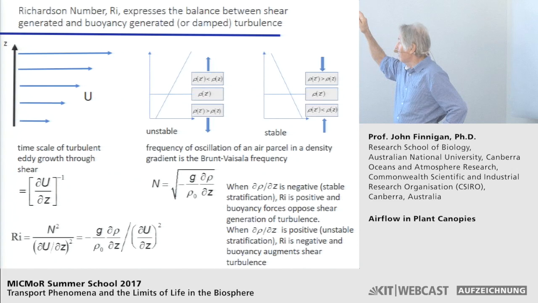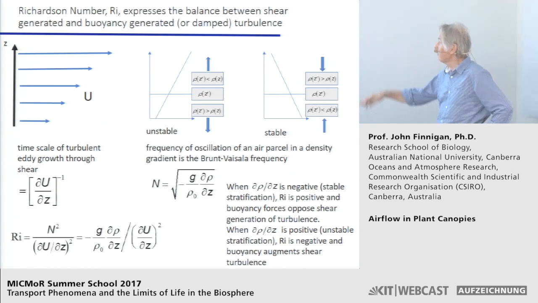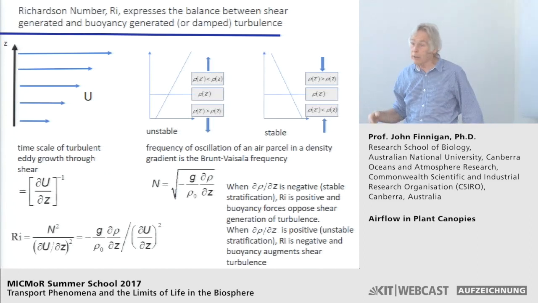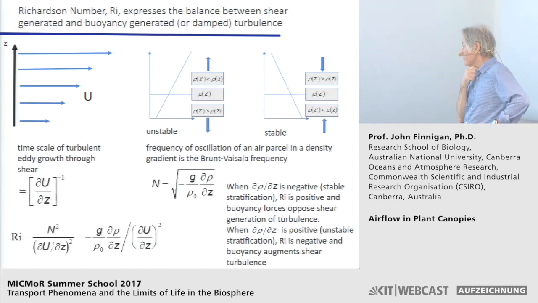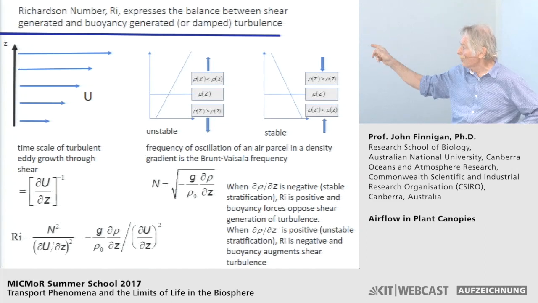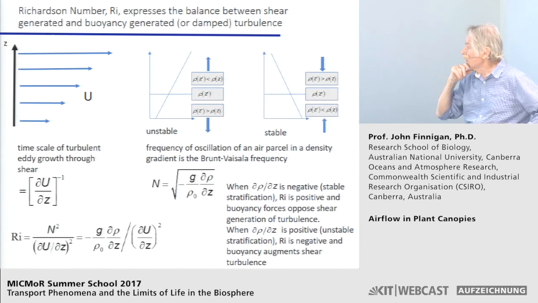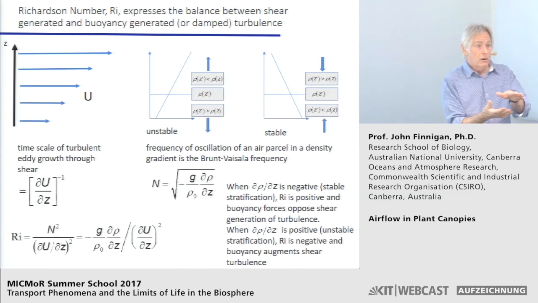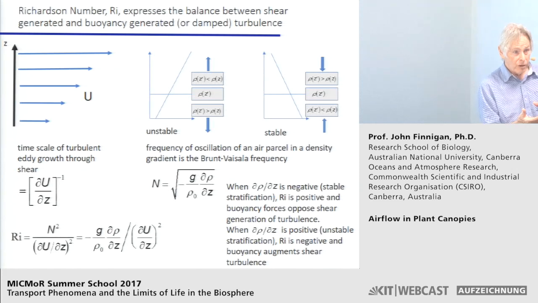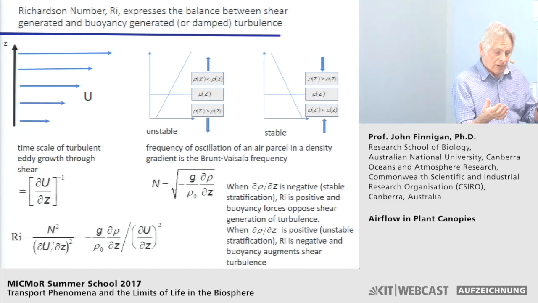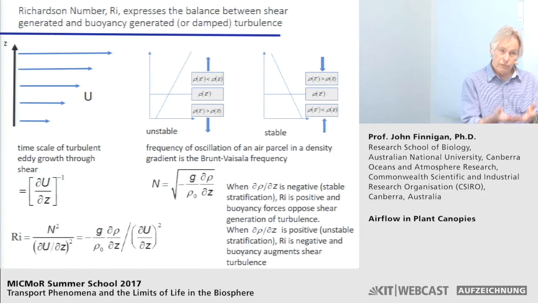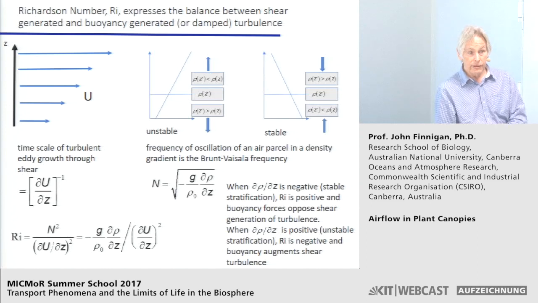When things are stable, then the Brunt-Väisälä frequency is real. When things are unstable and things just diverge, the Brunt-Väisälä frequency is imaginary. But we can take the ratio of the square of the Brunt-Väisälä frequency, which is a real number again, and divide it by the timescale of turbulence eddy growth squared and get a number called the Richardson number, which tells us which dominates, shear-driven turbulence or buoyancy-driven turbulence. Now, if the thing is unstable, the buoyancy-produced turbulence augments the shear-produced turbulence. If things are stable, then the buoyancy-driven turbulence can damp out the shear-driven turbulence.